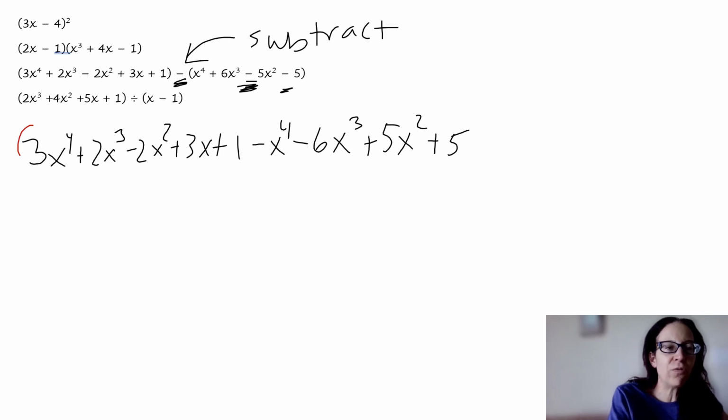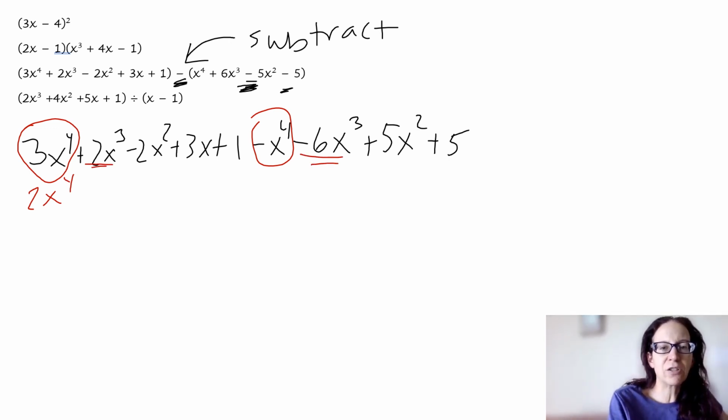Then just watch your like terms. So 3x to the fourth minus x to the fourth is 2x to the fourth. 2x to the third minus 6x to the third is negative 4x to the third. Negative 2x squared plus 5x squared is 3x squared. The 3x doesn't have anything to combine with, so we just bring that down. And then 1 plus 5 is 6.